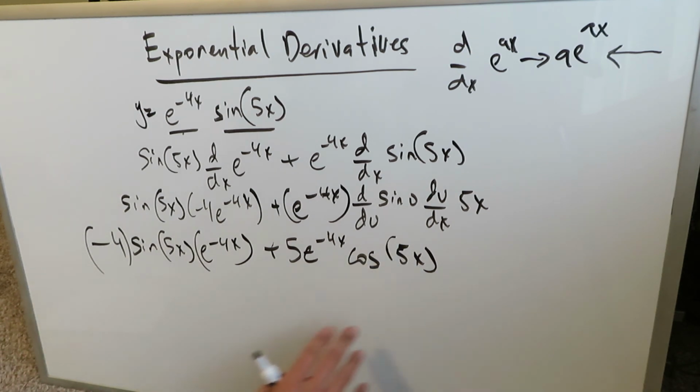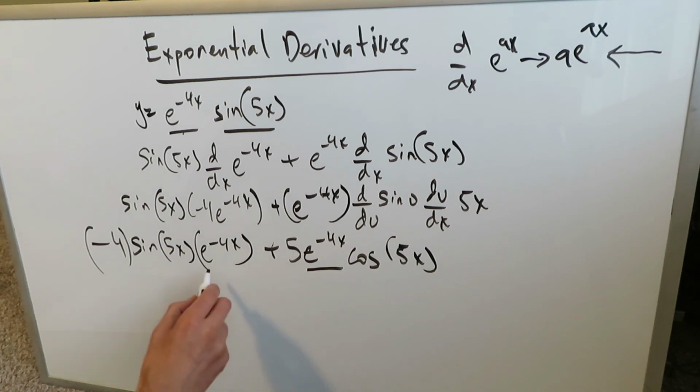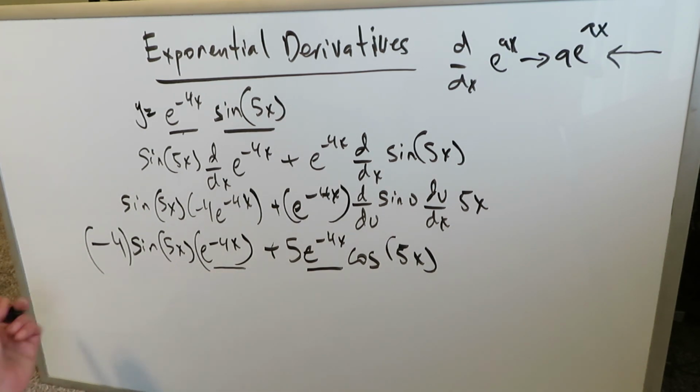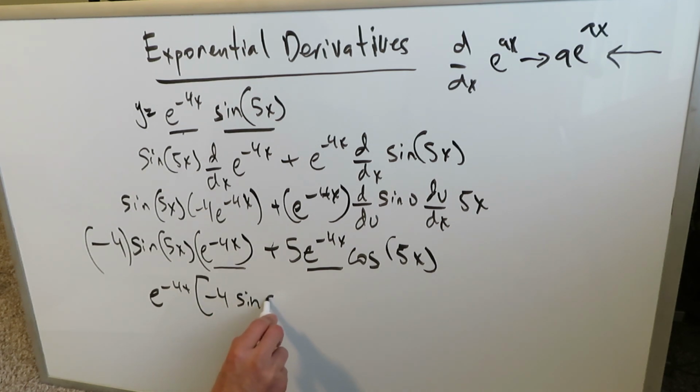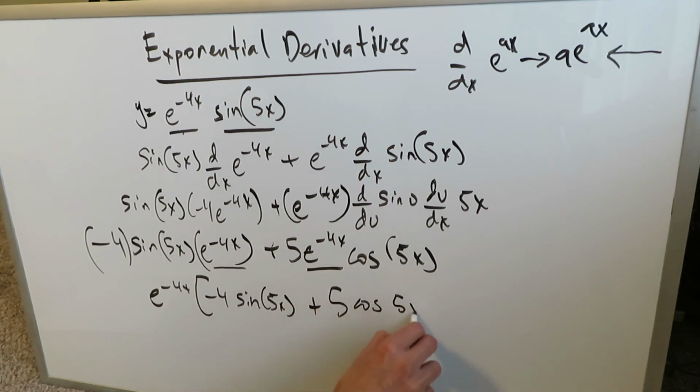Now, you have to look for common terms over here. I have e to the minus 4x over here. I have e to the minus 4x over here. And I have no other common term. It's e to the minus 4x. We'll multiply it with all of this over here. You have minus 4 sine 5x plus 5 cosine 5x. And I believe you'll have a good final answer. It is a good final answer.